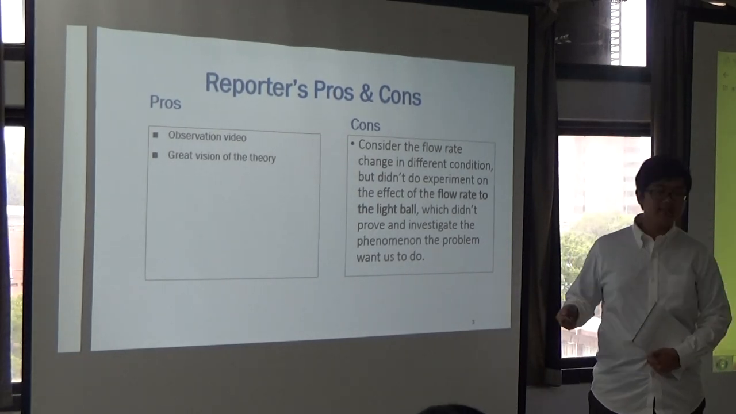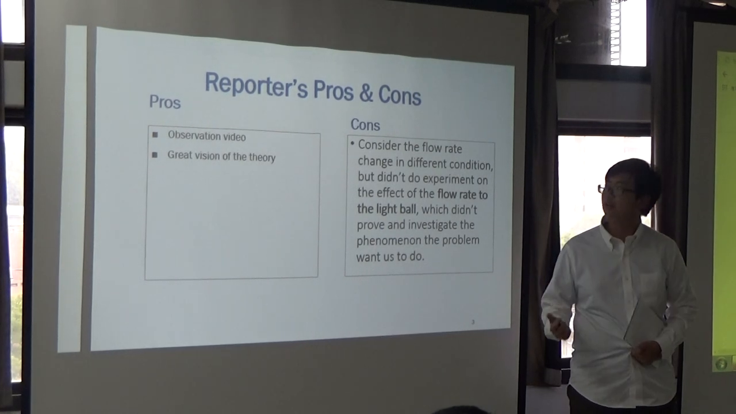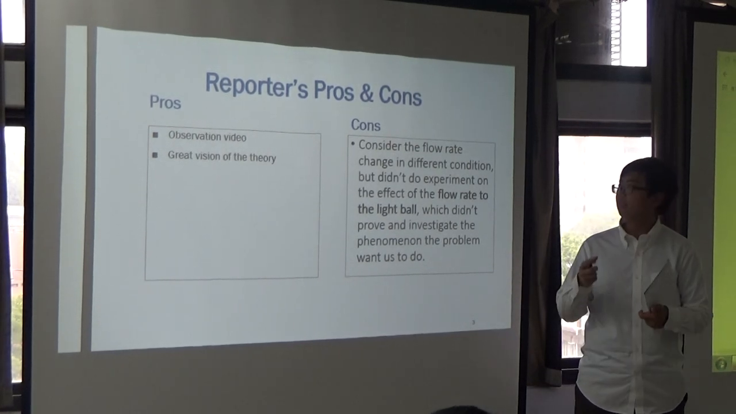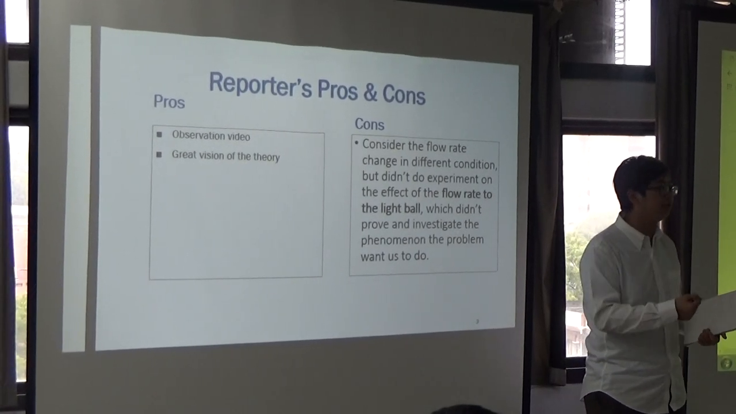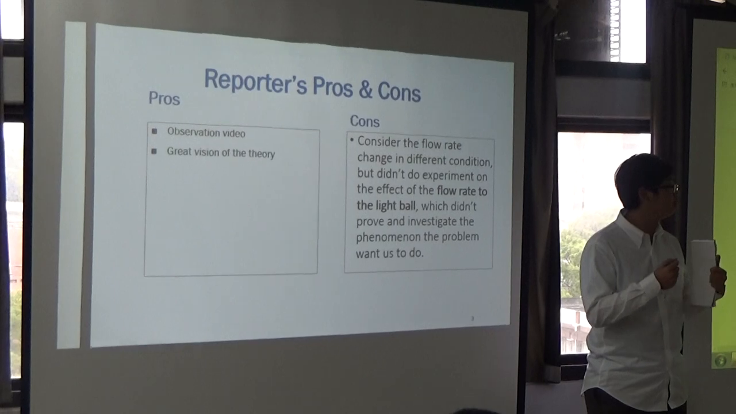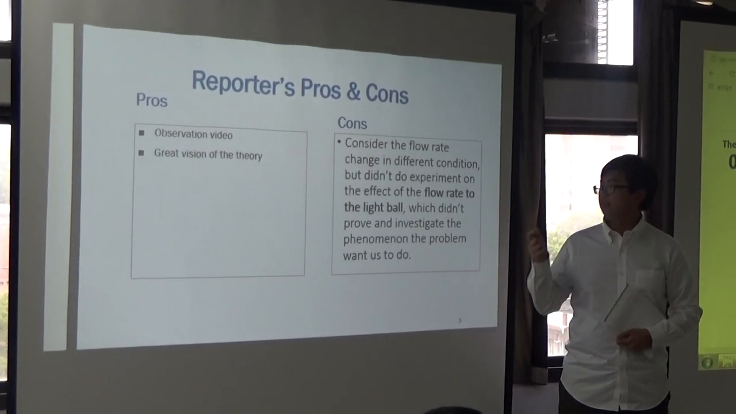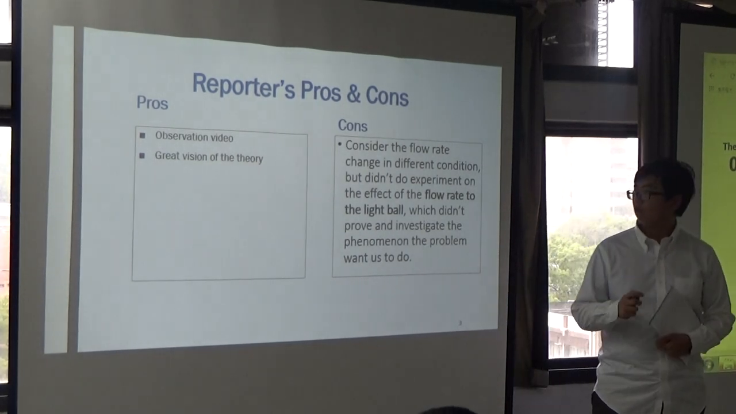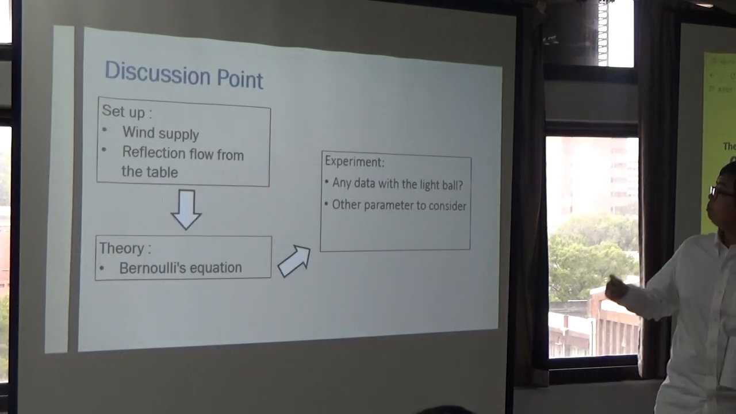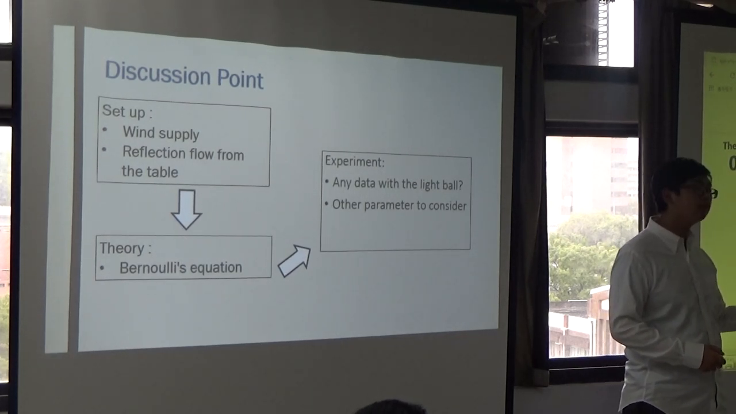But the cons is that they only considered the flow rate changing in different conditions, but didn't do an experiment on the effect of flow rate on the light bulb. They didn't even put the LIPO into the theory line. They just did the theory, but did not do any experiment data, which didn't prove or investigate the phenomena the problem wants us to investigate. That is our discussion point that we will discuss with the reporter later.